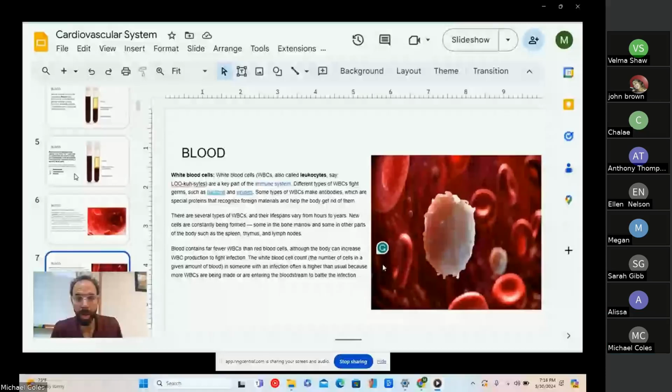White blood cells, leukocytes, I call them Luke Skywalkers, because it helps me remember that these are going out and they're seeking to destroy bacteria, viruses, germs. They are our defense system to help our planet stay alive. Okay?